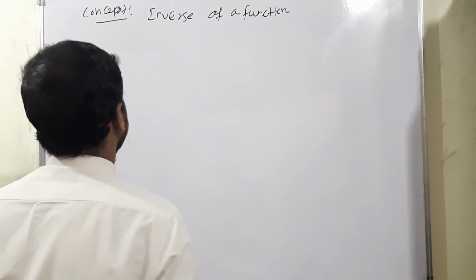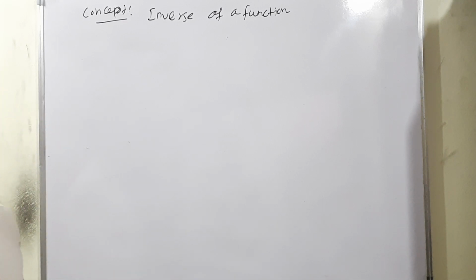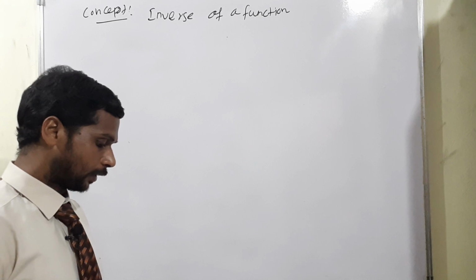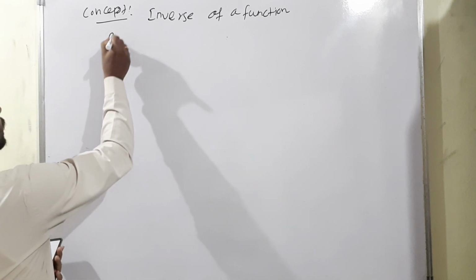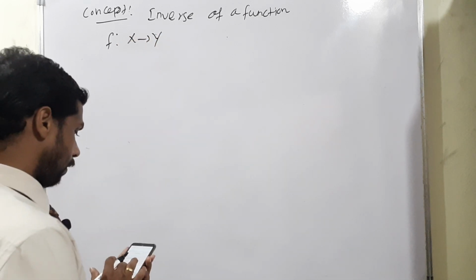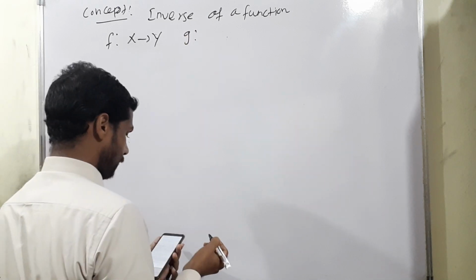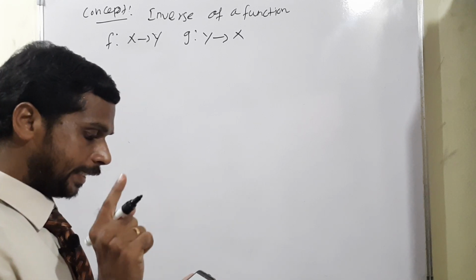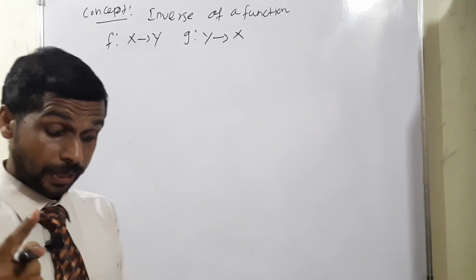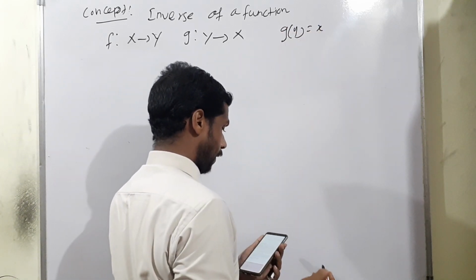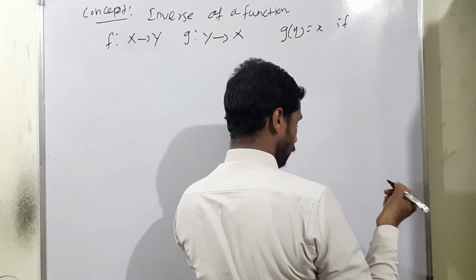So moving to one of the important concepts, the inverse of a function. In your book, page number 33, Definition 1.9: f maps x to y, and at the same time the function g maps y to x, defined by g of y is equal to x if f of x is equal to y.